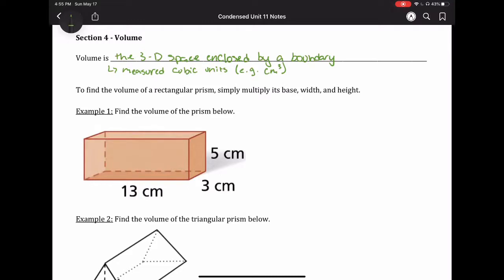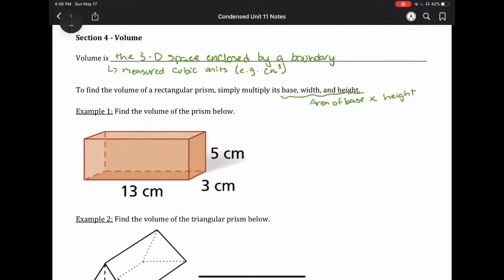If you remember from the area of a rectangle, the area of a rectangle is length times width, or base times height. So essentially what this is saying is that you take the area of the base and you multiply it by the height of the prism. And that's true for all prisms. Sometimes you'll have a triangular base, sometimes you'll have a pentagonal base. Either way, you find the area of the base and then you multiply it by the height of the prism.